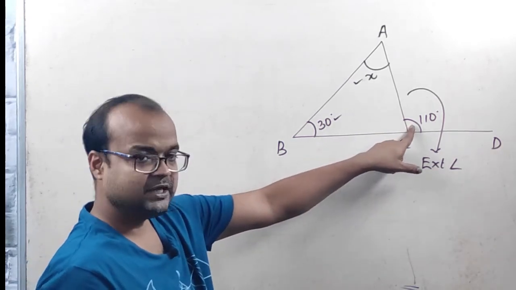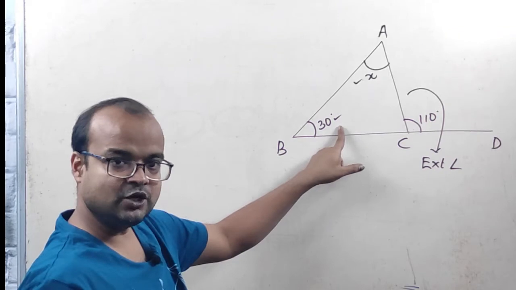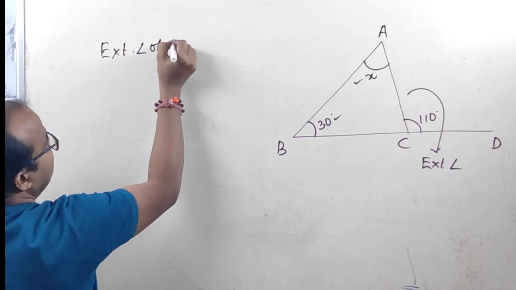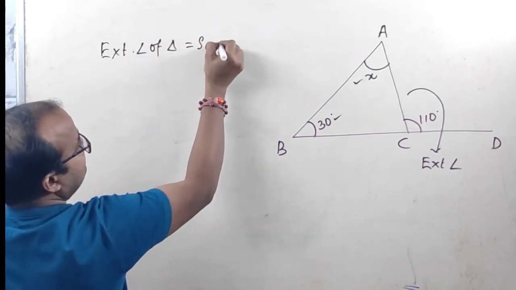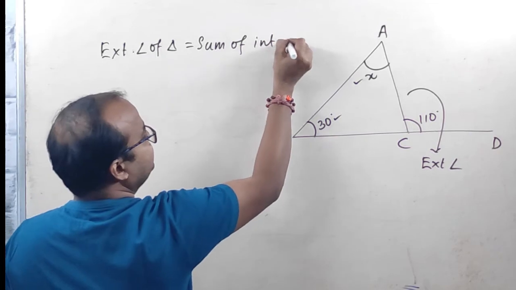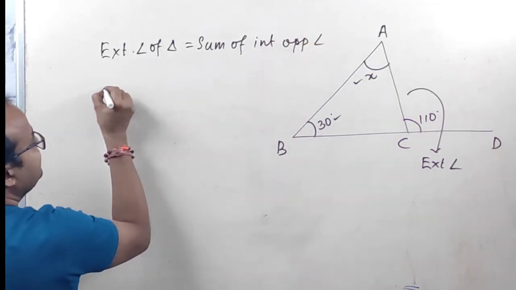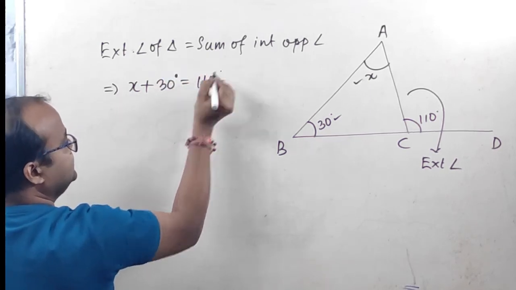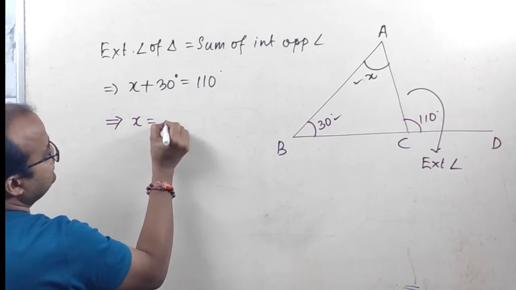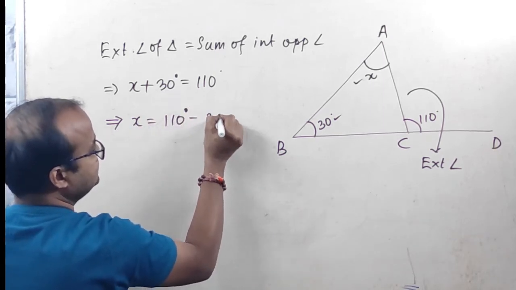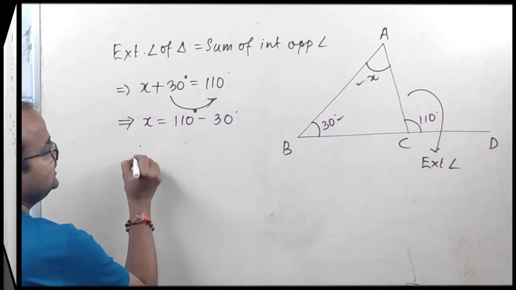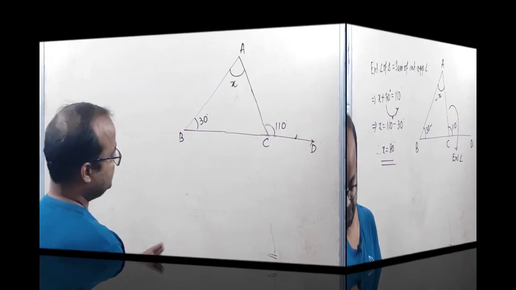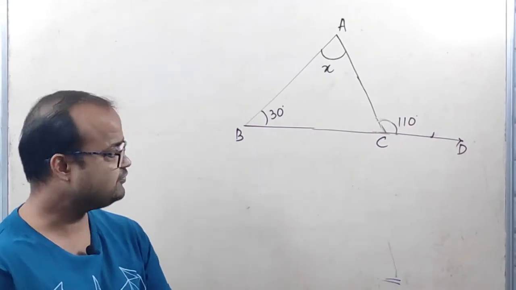For this angle, these two are the internal opposite angles. So we write, the external angle of a triangle is equal to the sum of the internal opposite angles. That means X plus 30 degrees equals 110 degrees. It implies X equals 110 minus 30 degrees. Therefore X equals 80 degrees. Now, clear? As I told you, you can solve this problem in two different ways.